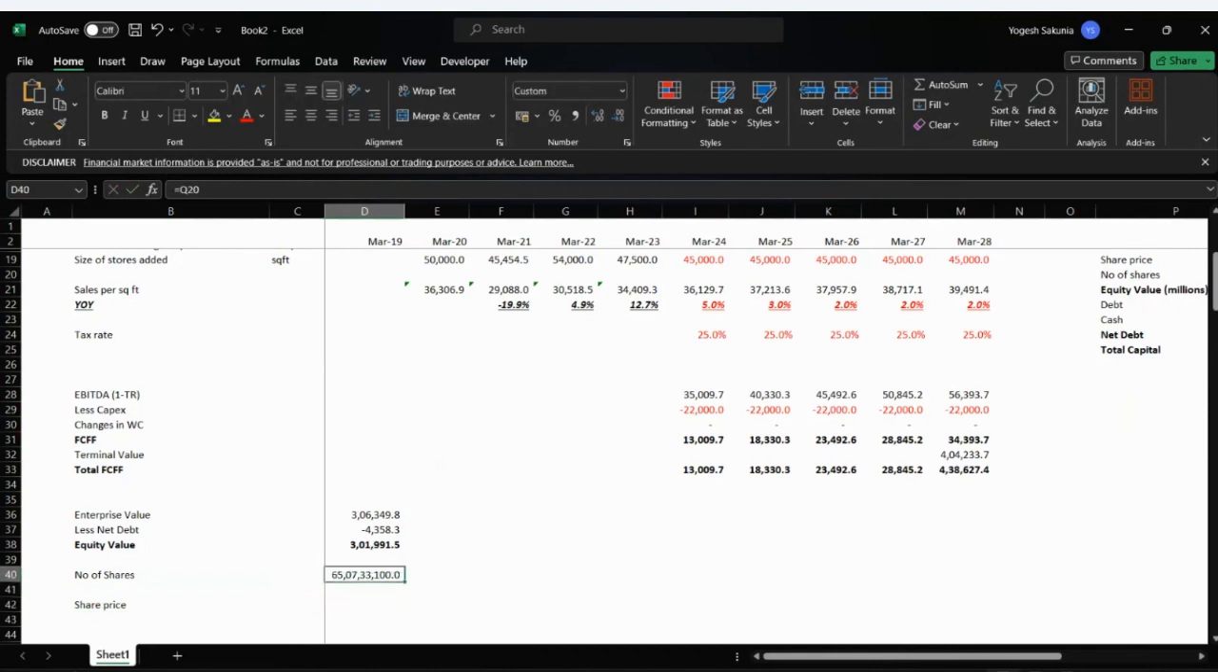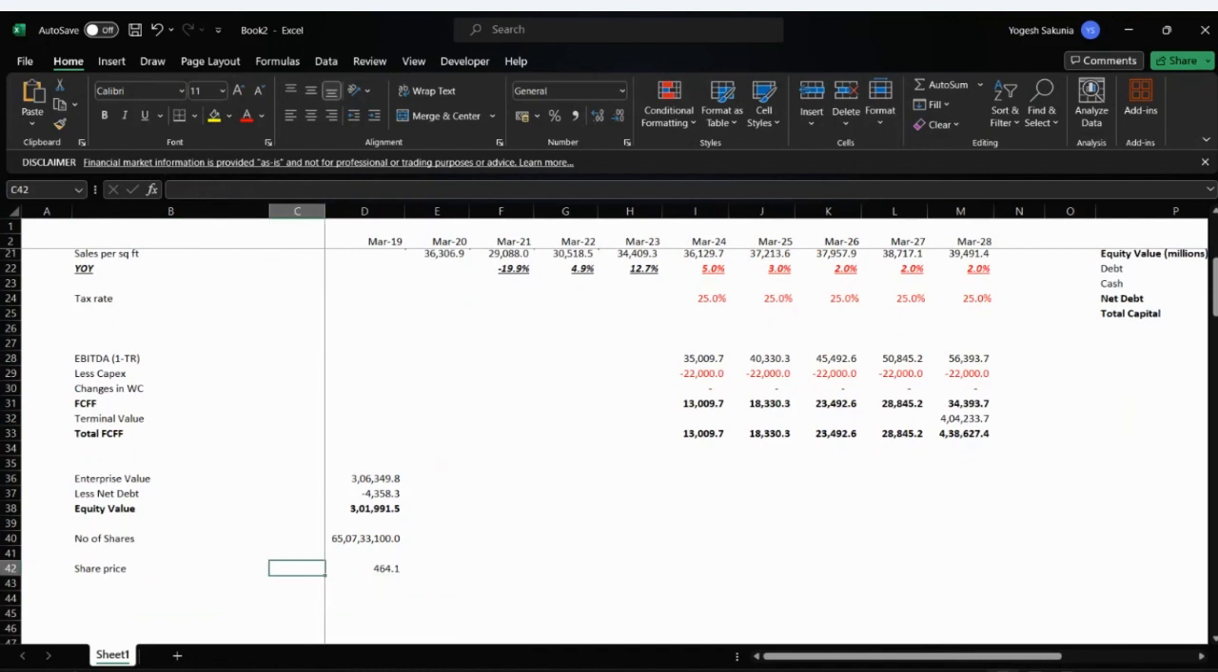Right? So this data is all in millions, so this needs to be also converted into million. Okay, so what you get is a current share price or your target price, whatever you call it. Let me just do it here only instead of complicating.